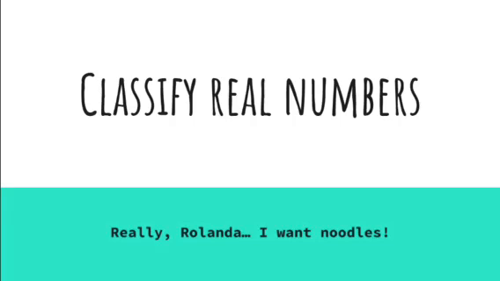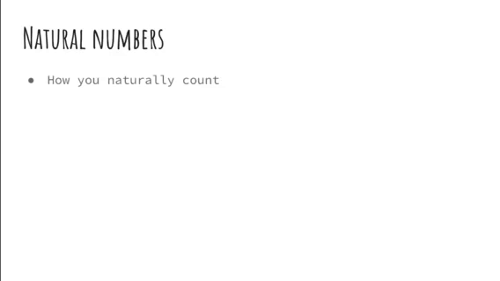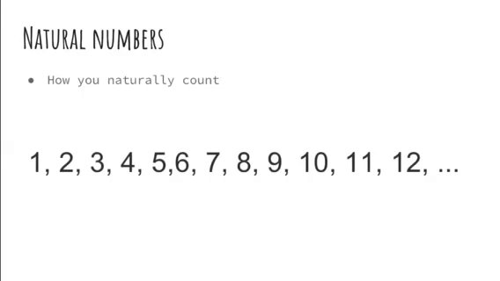We're going to start with the smallest set of numbers, and that smallest set of numbers is natural numbers. It's how you naturally count. When somebody says, okay, count to 10, how do you count to 10? You start with 1. That's how you learned when you were a kid. 1, 2, 3, 4, 5, 6, 7, 8, 9, 10. You can keep going forever, but these are the natural numbers.